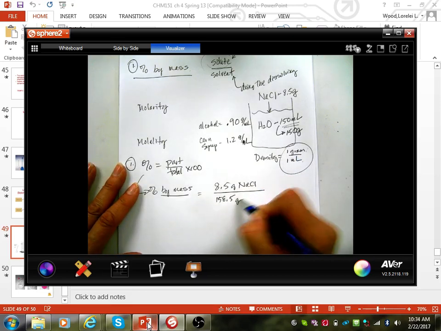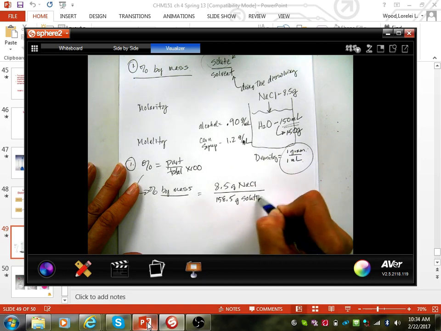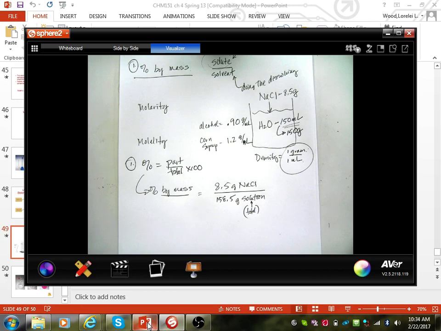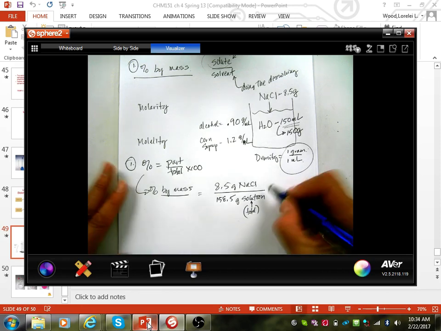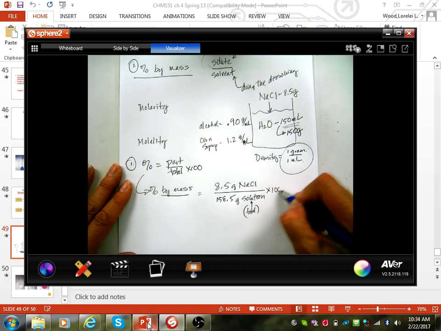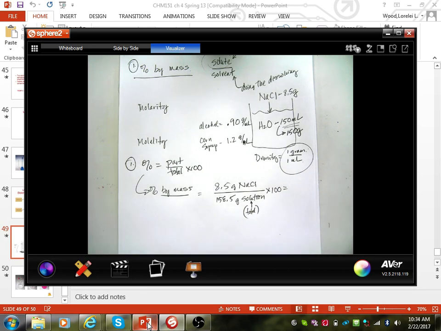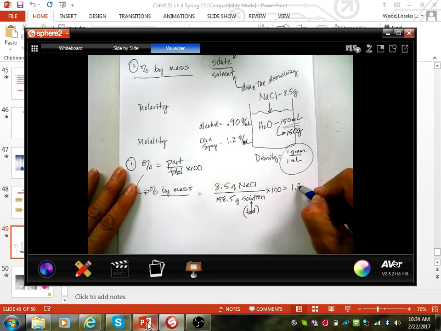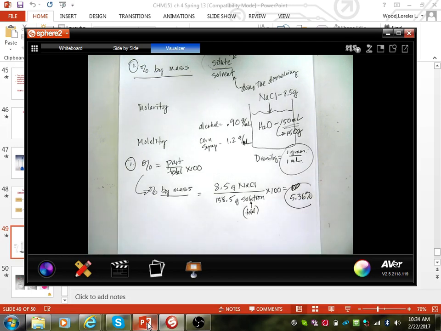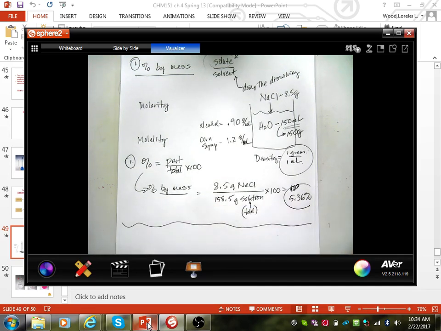158.5 grams of solution, right? Because that's the total, and the total has to be the solute and the solvent together. So we take 8.5 divided by 158.5, multiply that by 100. What number do we get? 5.36? So we have about a 5% solution of sodium chloride. Okay, that's one way to express concentration.